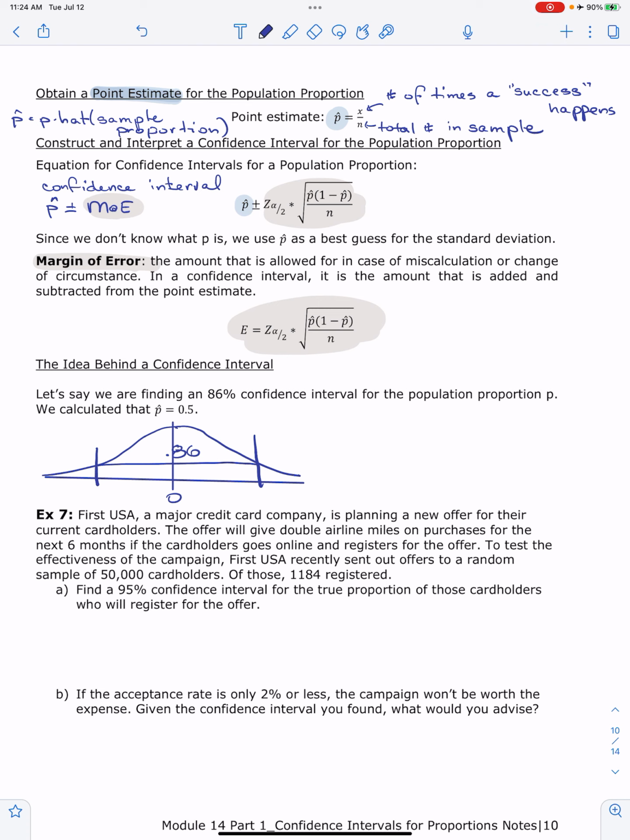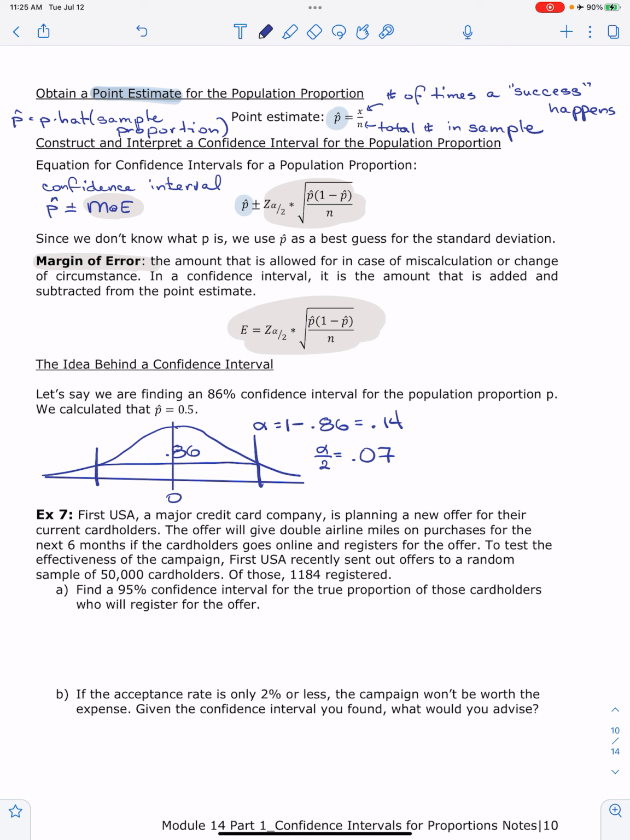Keeping in mind that our z-scores cut off the tails, the outside part, if I have 0.86 inside those two, I need 1 minus 0.86 outside those two z-scores. Okay. That 1 minus 0.86, that is our alpha. That tells me how much we want out on the tails. So 1 minus 0.86 is 0.14, sorry. And then alpha over 2 is 0.07.